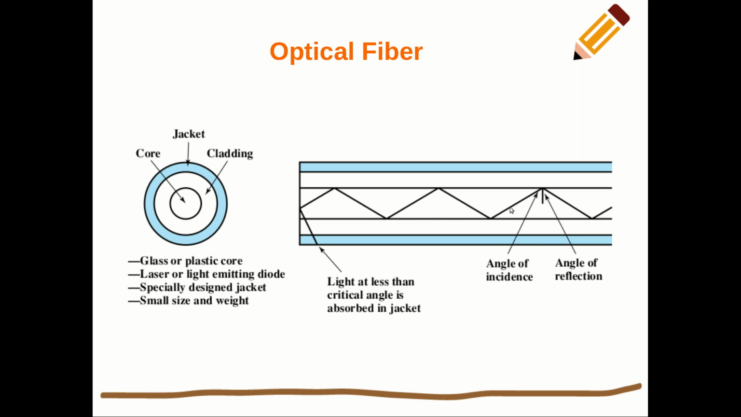Accordingly, we have single mode fiber, multi-mode fiber cable, and step index and graded index fiber. Those details and classification we will see later. For the time being, this is how it looks. We have a glass or plastic core, and a laser or light emitting diode that will emit the light signal towards the core, and we have a specially designed jacket to protect the cable from outside disturbances. Its small size and light weight make it attractive over other types of gated media.